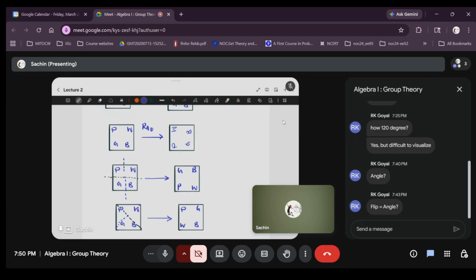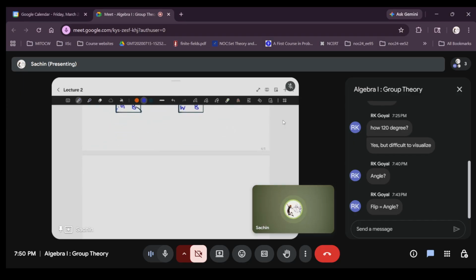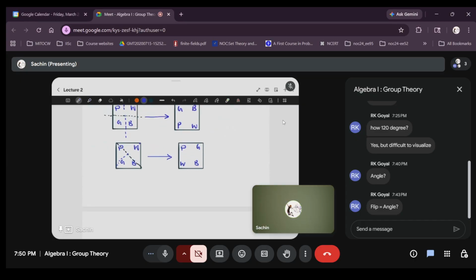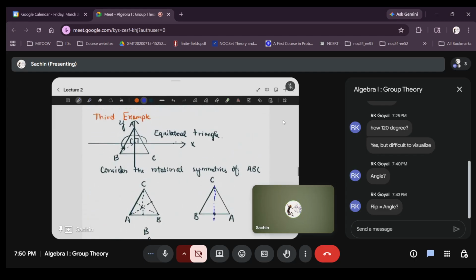Okay, so these are just some motivational examples of why we are looking at groups and what the properties are that we are actually interested in when we are looking at groups. The four properties that we had identified.